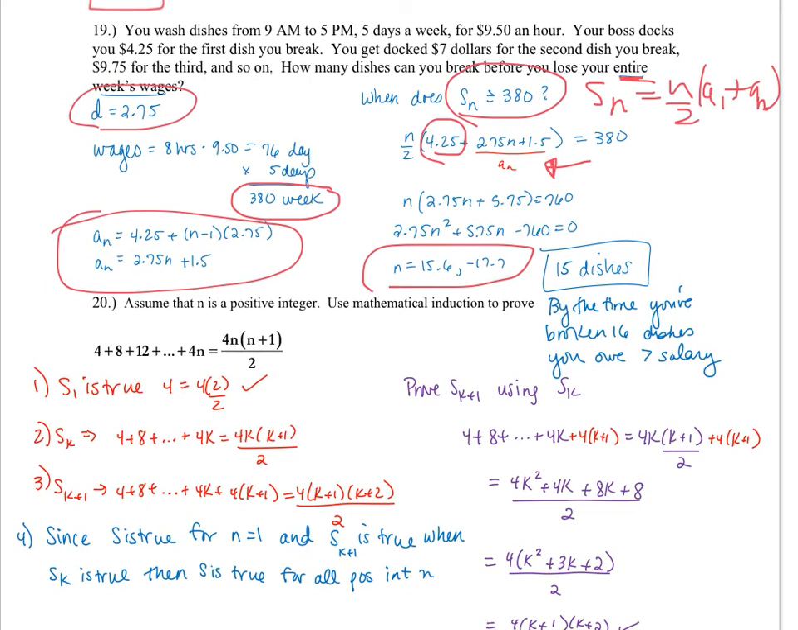As we've already mentioned, we can't go backwards, therefore the terms can't be negative. So with 15.6, there are two answers that we can go with here, either 15 dishes or 16 dishes. And the question says, how many dishes can you break before you lose your entire week's wages? If I were to break 15 dishes, then my sum is still going to be less than 380. If I were to break 16 dishes, then my sum is going to be greater than 380. And that's why the answer to this problem is 15 dishes.